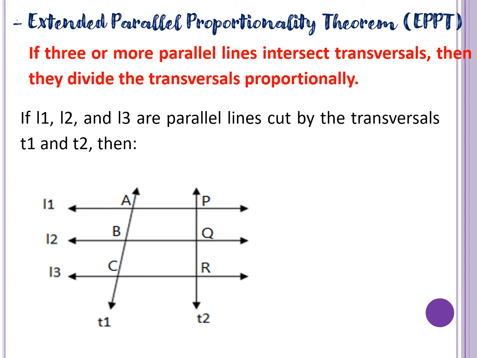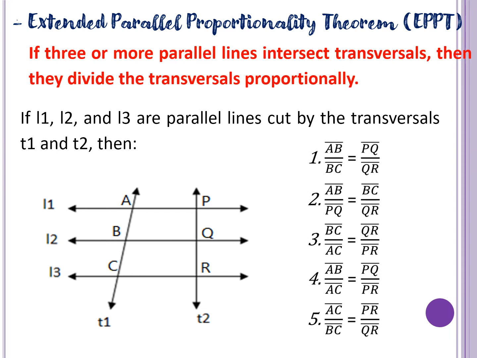Say for example, if L1, L2, and L3, or line 1, line 2, and line 3 are parallel lines cut by the transversals T1 and T2, then we can say that, number 1, the ratio of AB to BC is equal to PQ is to QR. Number 2, the ratio of AB to PQ is equal to the ratio of BC to QR.